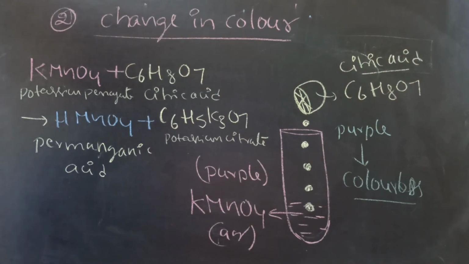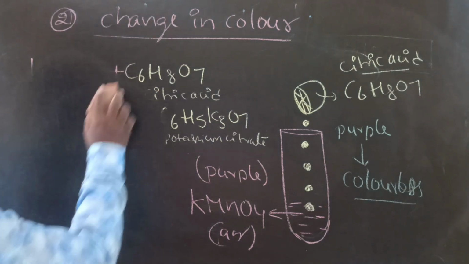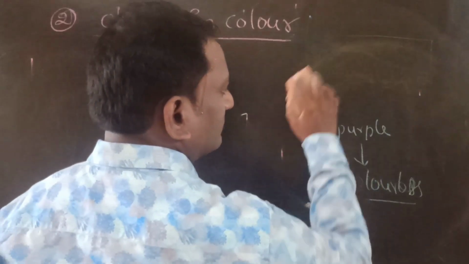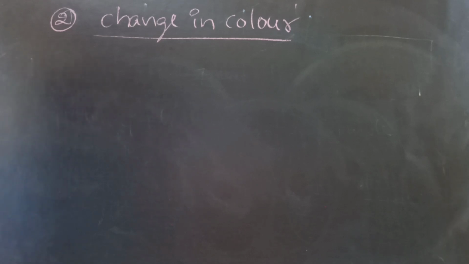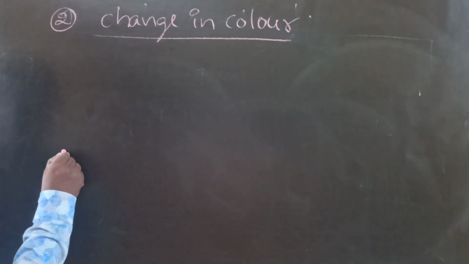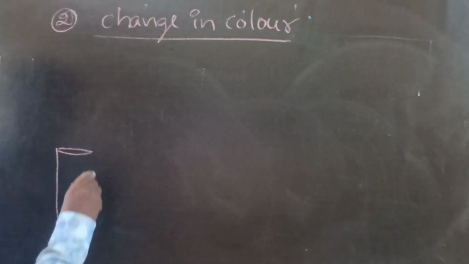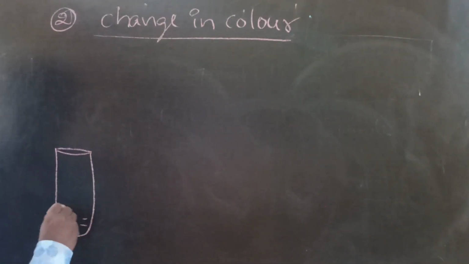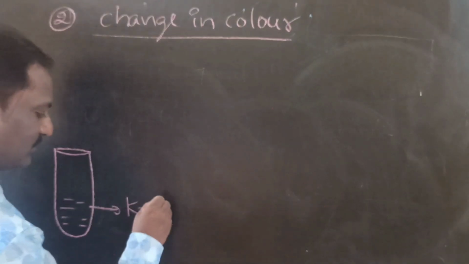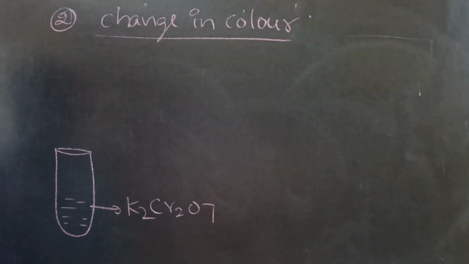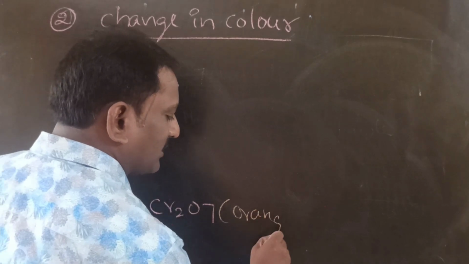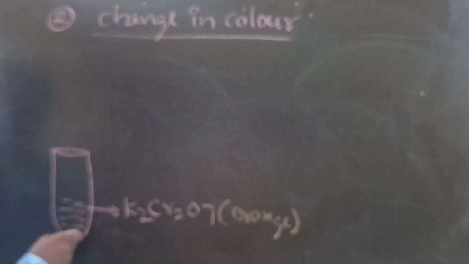Next, one more example I would like to give. Make a note of it. Take few ml of aqueous solution of potassium dichromate. Potassium dichromate formula K2Cr2O7. The potassium dichromate solution is orange in color.